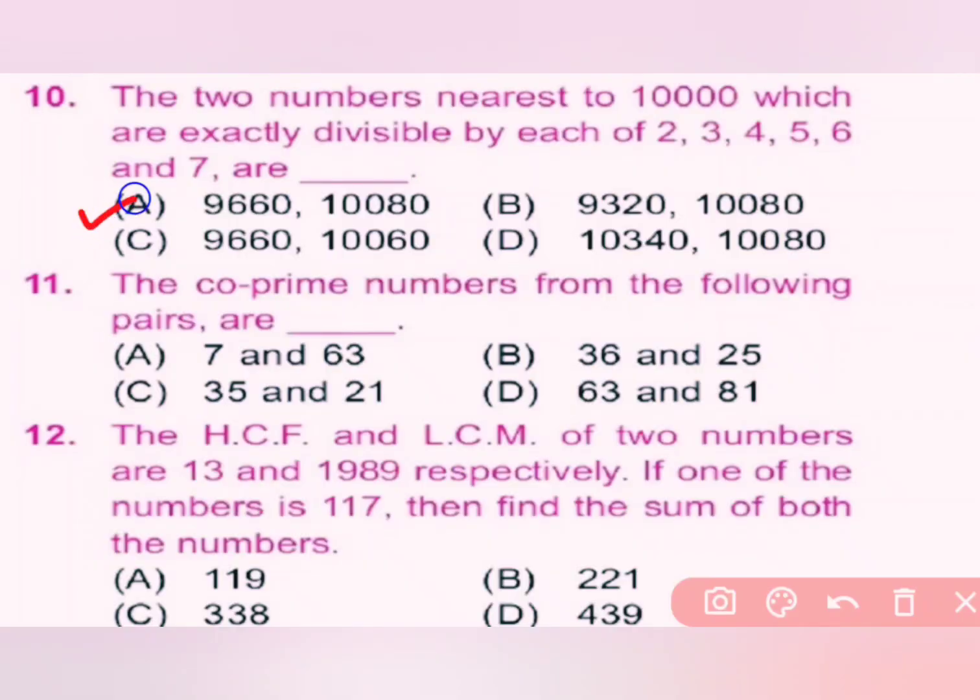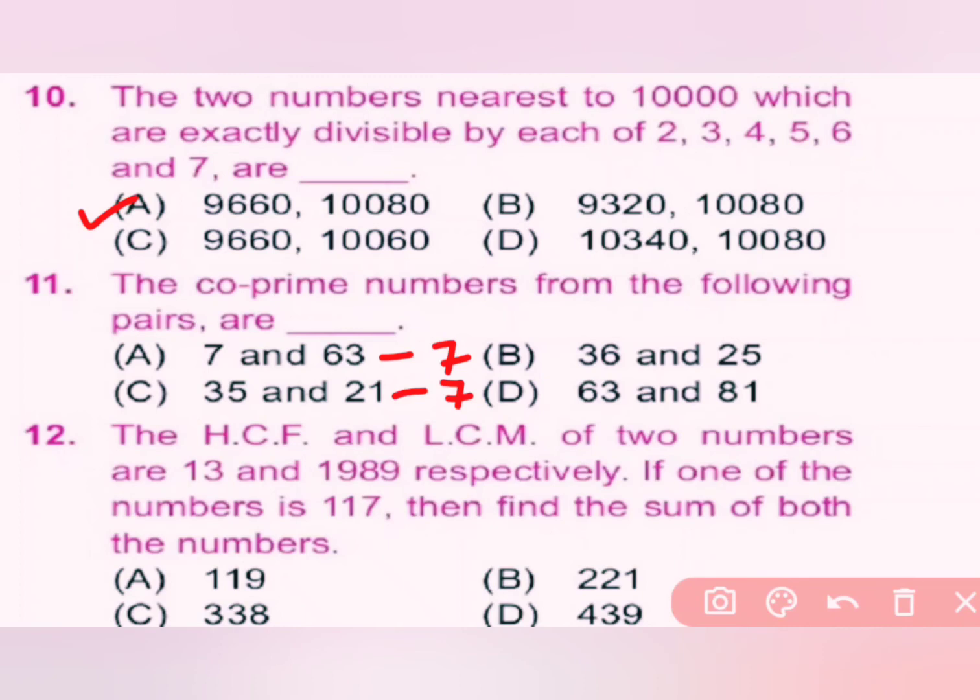Question number 11. The co-prime numbers from the following pairs are dash. A pair of two numbers which have no common factor other than 1 are called co-prime numbers. So here option A, 7 and 63, 7 is common in this. In option C, 35 and 21, here also 7 is common because 3 into 7 and here 5 into 7. So 7 are common in both A and C.